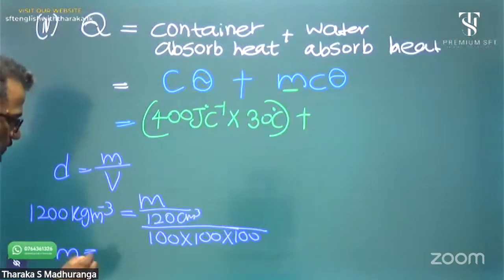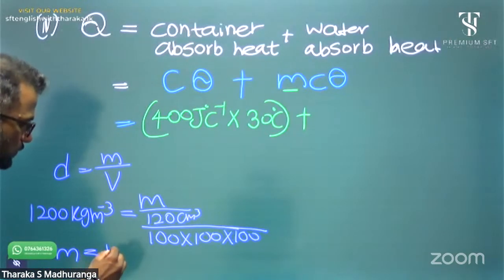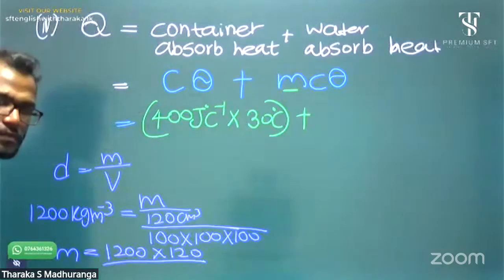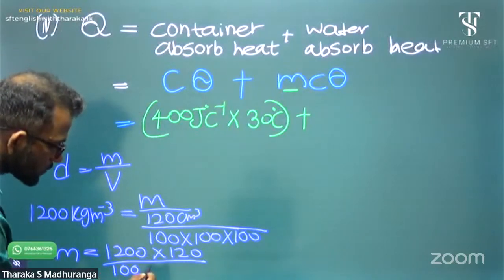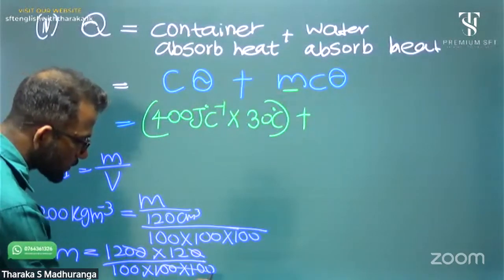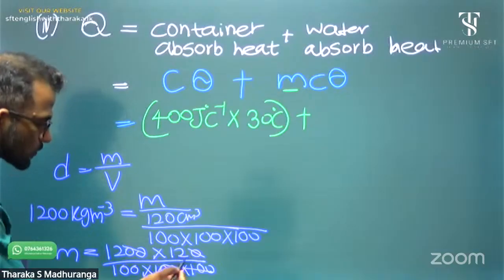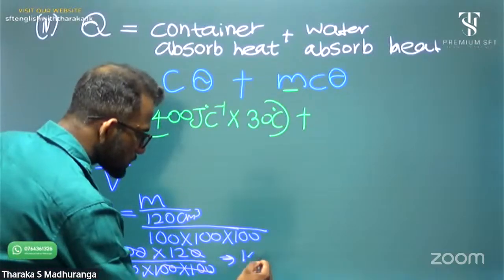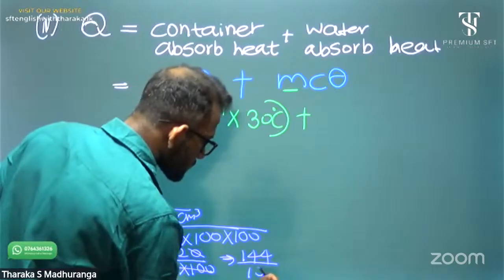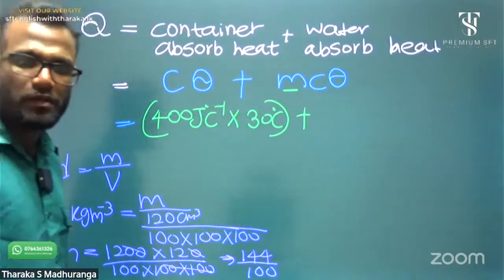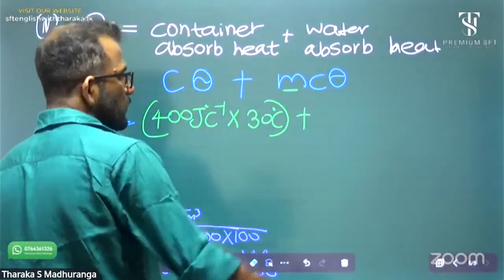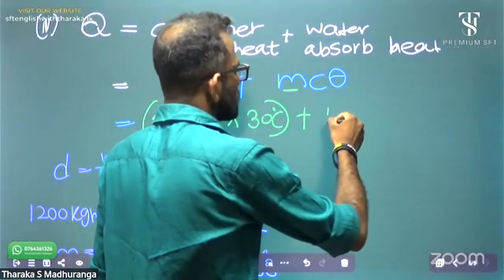The mass equals, by cross multiplication, 1200 into 120 divided by 100 into 100 into 100. Now 30 and 30 cancel out. 12 into 12, 144. Divide by 100, then it is a very small amount: 1.44 kilogram. Very important questions we are doing today.